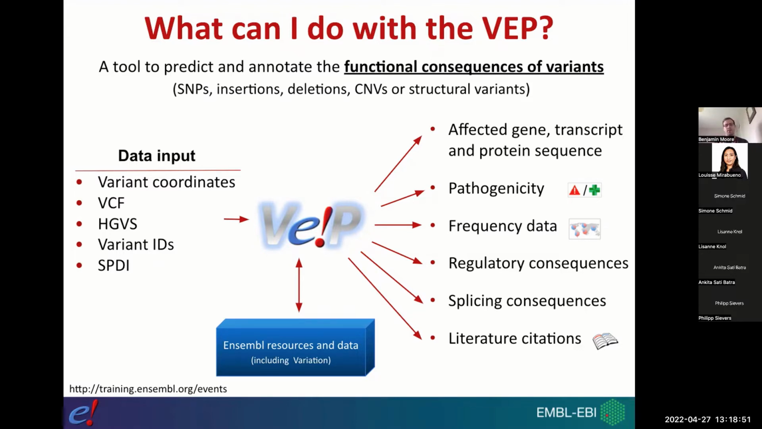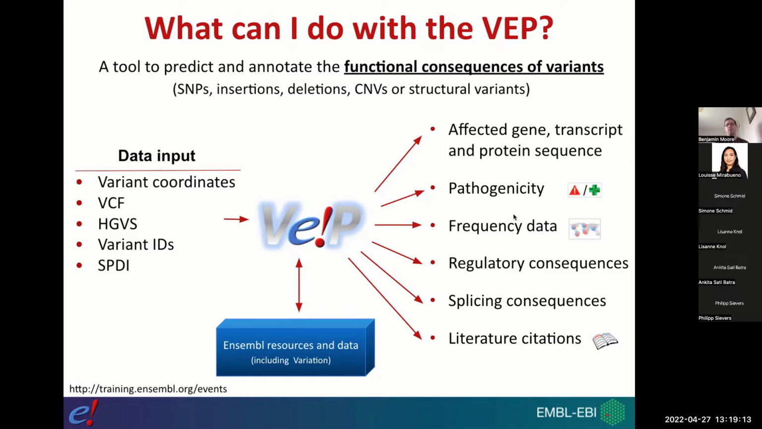You give all this variation data to the VEP, and then out of the other end, you can find the names and the IDs of the affected genes, transcripts and proteins, and get the consequence predictions, the sequence ontology terms associated with that. If your variants are missense variants, you can also find out their pathogenicity. So you can get SIFT and PolyPhen scores, for example.